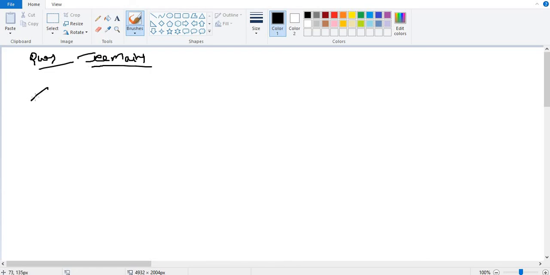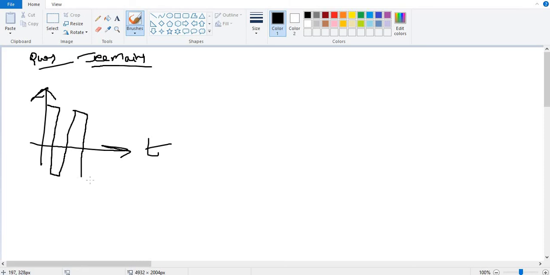So the question is like, this is the current and this is the time t. Here it will be going like as it is AC current, so it will go to plus minus. Here it has a plus 2 ampere current, this is I with respect to t, and from here it has a minus 2 ampere current.